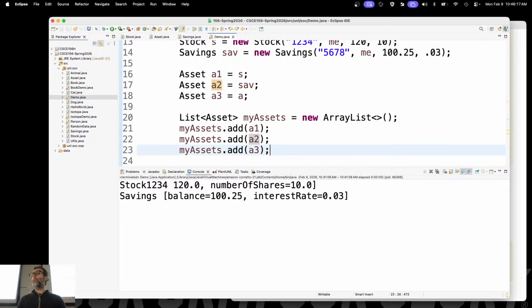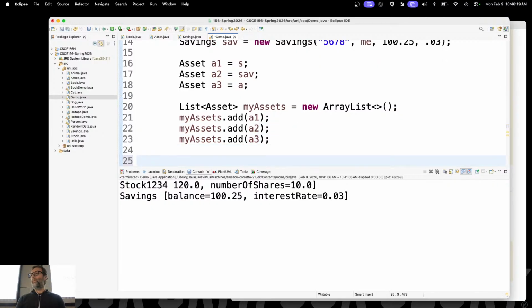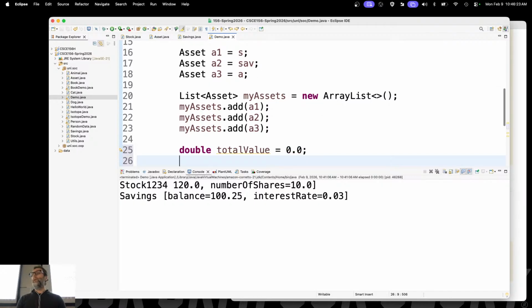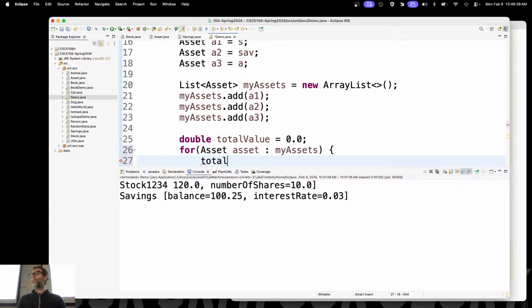What's my total, how much am I worth total, right? Double total value is equal to, started out at 0, and then iterate over all those assets for asset A, and I've already used A, so I'll go ahead and use the full word asset here. And in my assets, I will total value plus equals asset dot get value. Right? That's what I want, right?